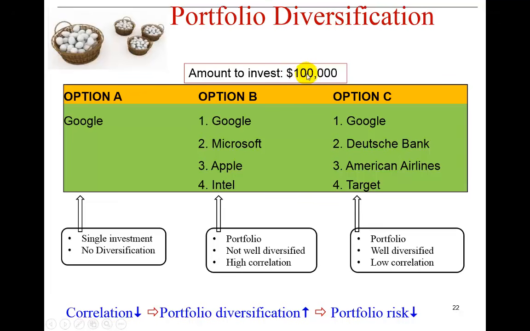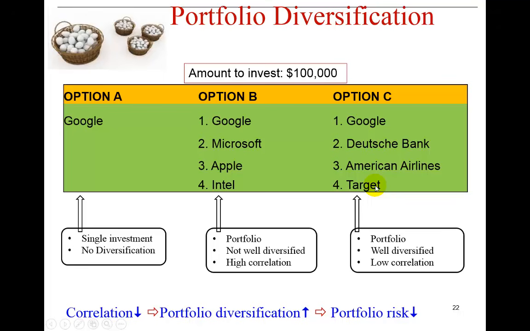Say you have $100,000 to invest. Now, there are three portfolio options at your disposal. You can choose portfolio A, which requires that you invest all of your 100 grand into Google, a high-tech stock. Or you can take this 100,000 and invest the amount in these four stocks here: Google, Microsoft, Apple, and Intel. This is a portfolio of four stocks. But you can also choose portfolio C, which also comprises four stocks: Google, Deutsche Bank, American Airlines, and Target.